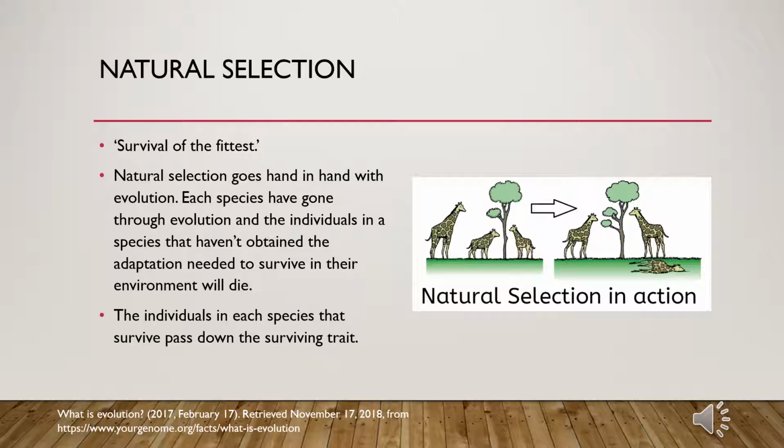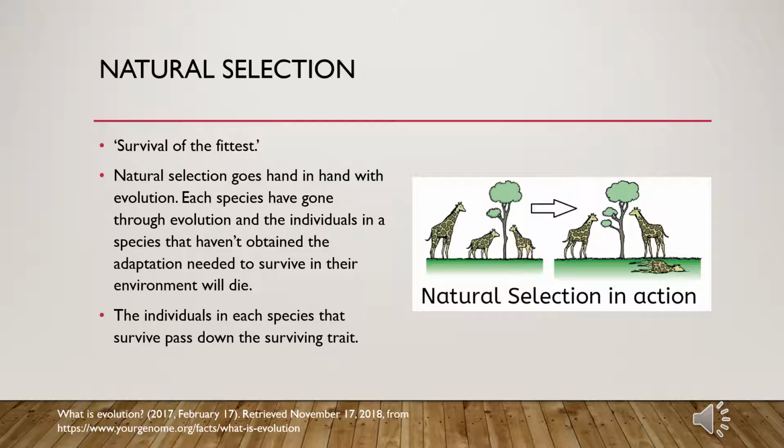So next we're going to be talking about natural selection, and this is survival of the fittest. Natural selection goes hand in hand with evolution. Each species has gone through evolution, and the individuals in a species that haven't attained the adaptation needed to survive in their environment will die. The individuals in each species that survive pass down the surviving traits.